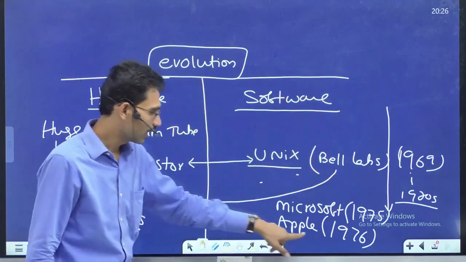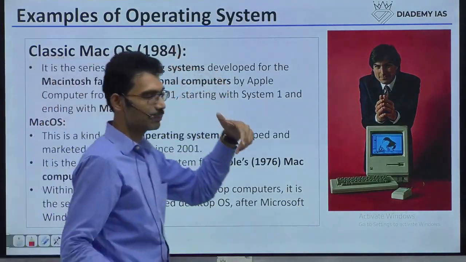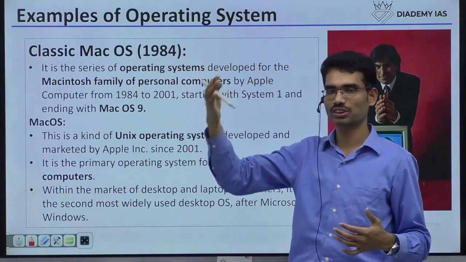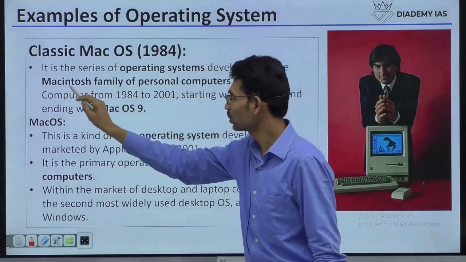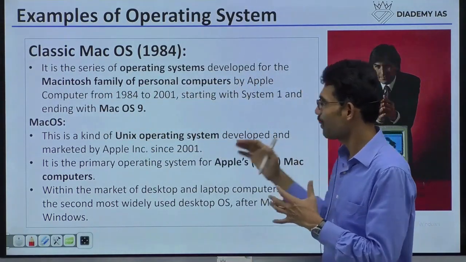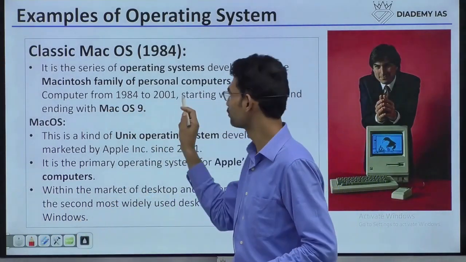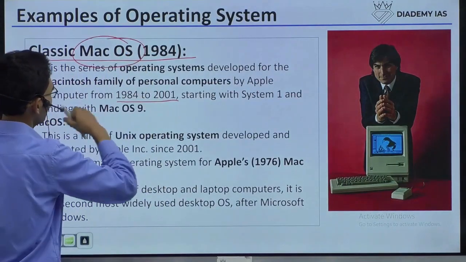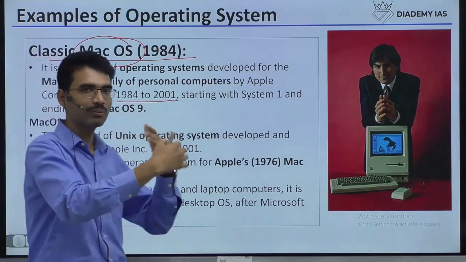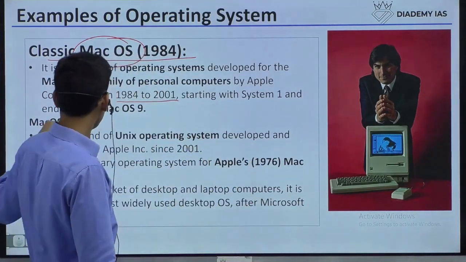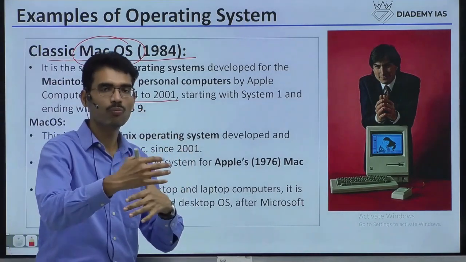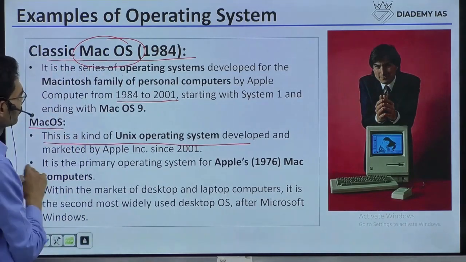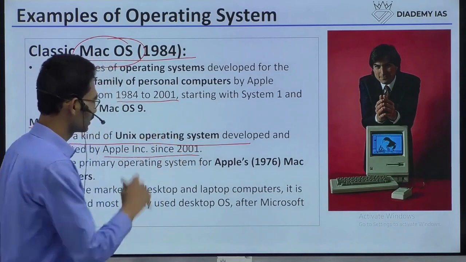On top of Unix, Apple came up with the classic Macintosh operating system. It is another operating system, a series of operating systems. After 1984, they started releasing version after version on the Macintosh family of personal computers, made by Apple Computer from 1984 up to 2001. This Macintosh operating system, simply Mac OS, was continuously upgraded with multiple versions released. Finally, in 2001, they replaced it with an upgraded final model. This is a kind of Unix operating system, macOS, developed and marketed by Apple Computer since 2001.